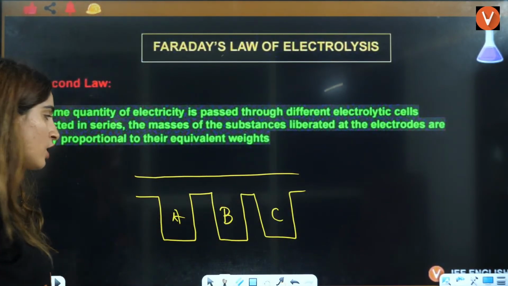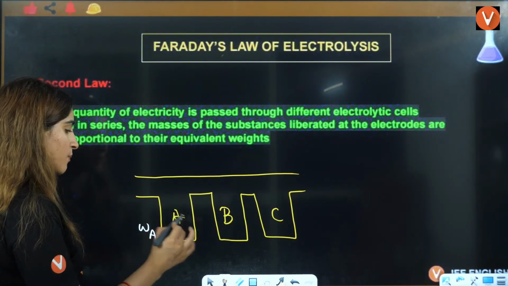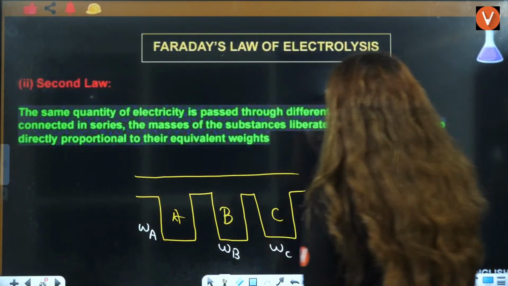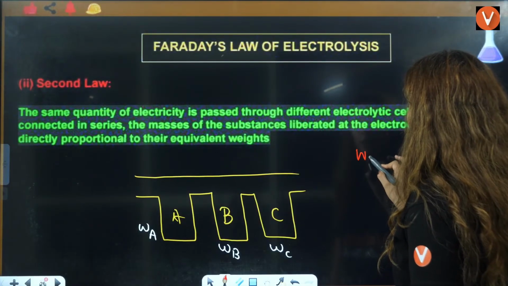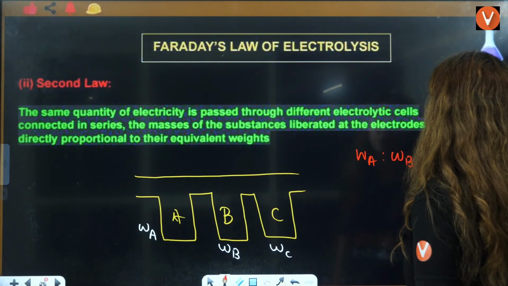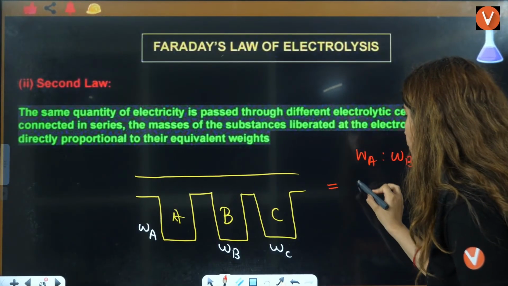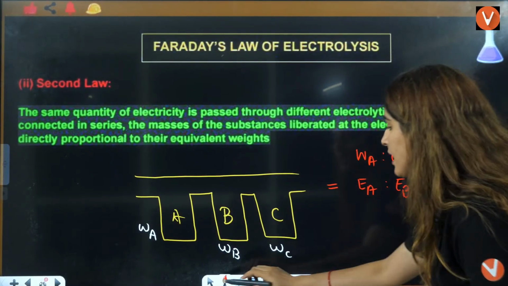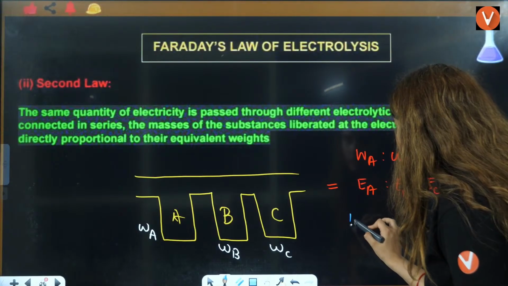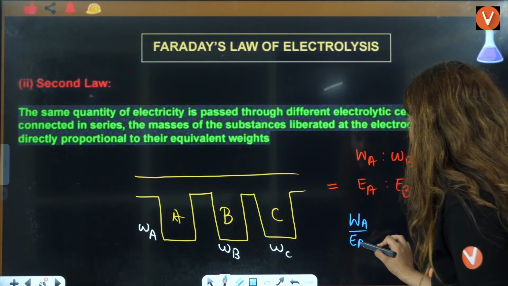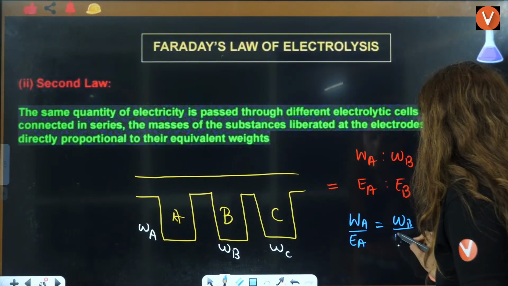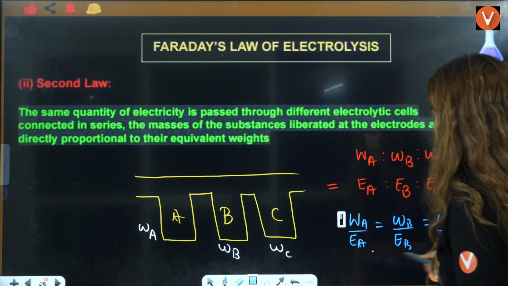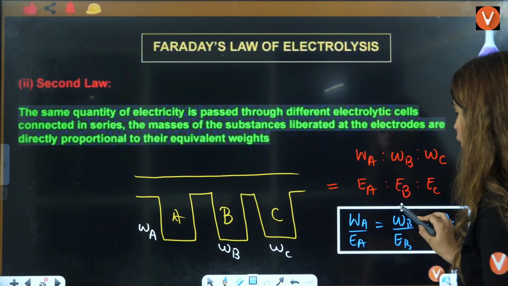Now, he said that, for example, the weight deposited on A is WA, weight deposited on B is WB, weight deposited on C is WC. And he said that you want to find out the ratio of WA : WB : WC. This is going to be equal to the ratio of equivalent weights of A, B and C. It means you can write it as WA by equivalent weight of A equals WB by equivalent weight of B equals WC by equivalent weight of C. This is your Faraday's second law, right?